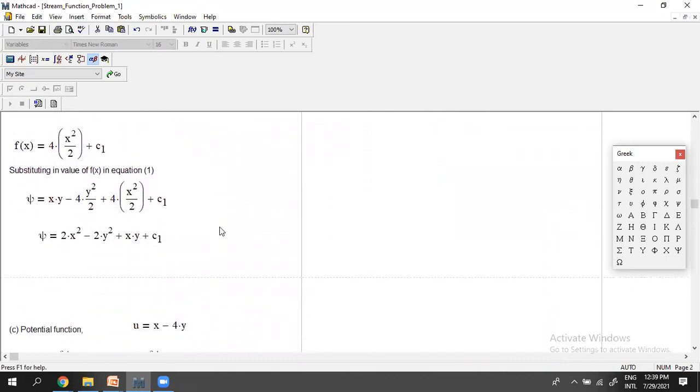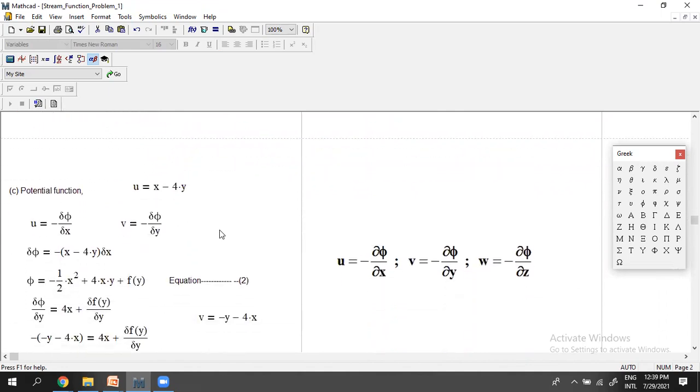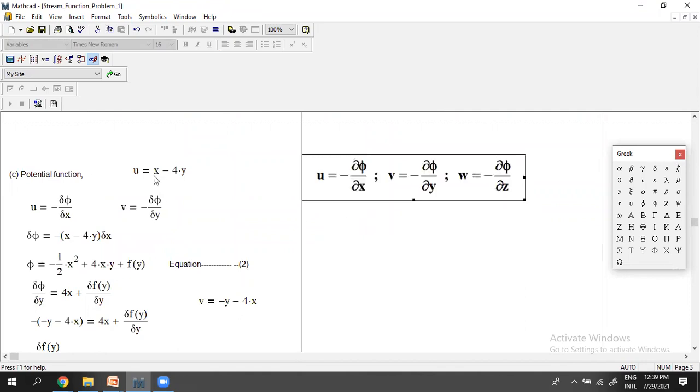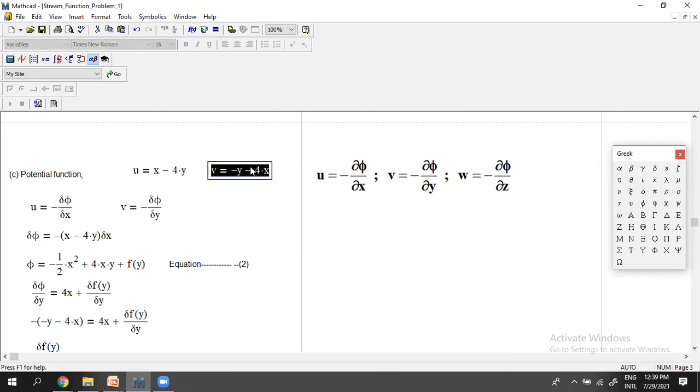Okay, similarly, we need to figure out the potential function. So for the potential function, this is the definition. U is given, also V is given in the problem, right? So first start with this one, U equal to minus del phi by del x. This is my U. Then del phi equal to U into del x. So this one, U is over here. Right over here is a minus sign.